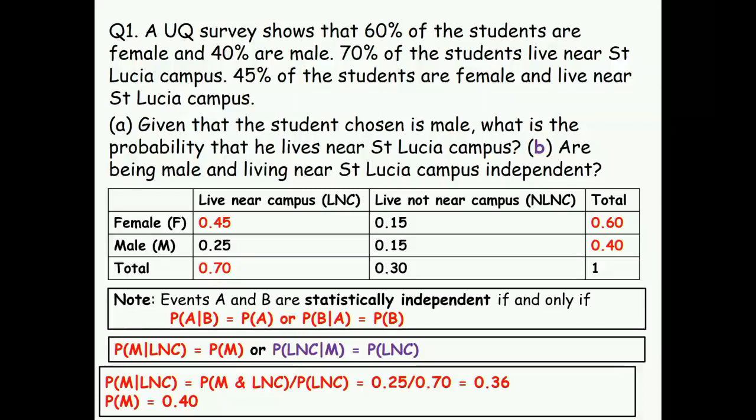They are not equal, so they are not independent. If they are equal, they are independent. If they are not equal, they are no longer independent. So this is not independent because they are not equal. You don't need to try the other one, because it is OR.